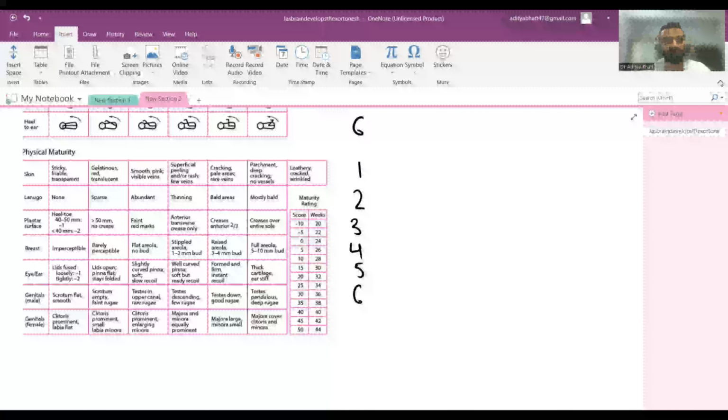The next part is physical maturity, in which you will see five things. First is lanugo hair. Lanugo hairs are thin, small hairs. They are not like terminal hair.